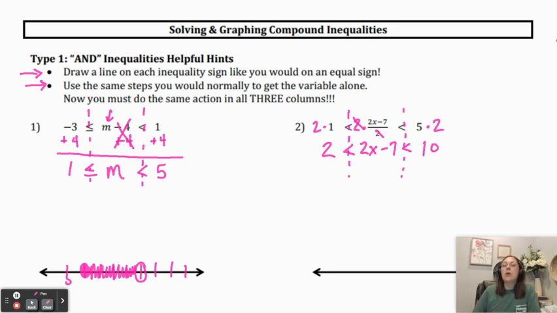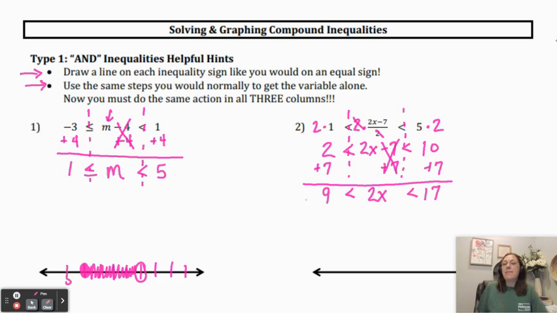Okay, now, again, in the middle, next thing we need to do is to add 7. So I'm going to add 7 here, here, and here. 3 columns. Every time I do something to get the variable by itself, I've got to do it in 3 places. So that's 9 is less than, minus 7 plus 7 cancel, gives me 2x. It's less than, and then 10 plus 7 gives me 17.